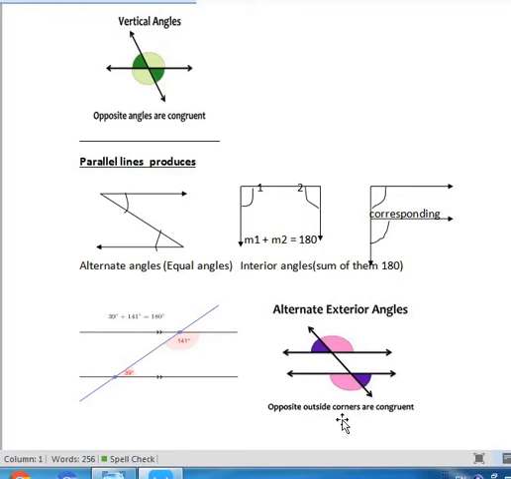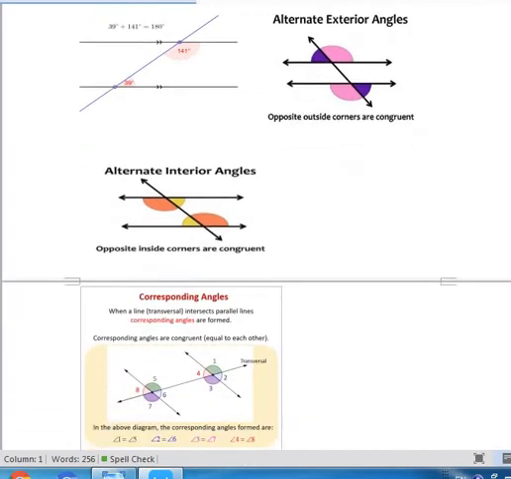I have here alternate exterior angles, as you see here, and I have here opposite outside corners that are congruent. Congruent means what? Do you remember? Congruent means equal. Okay, alternate interior angles, opposite sides, inside corners are congruent.